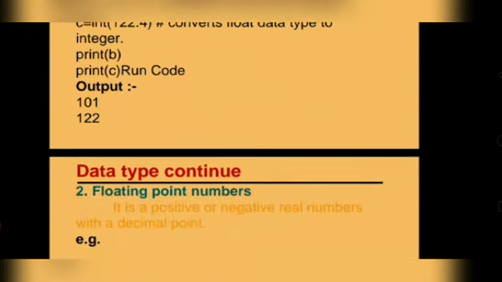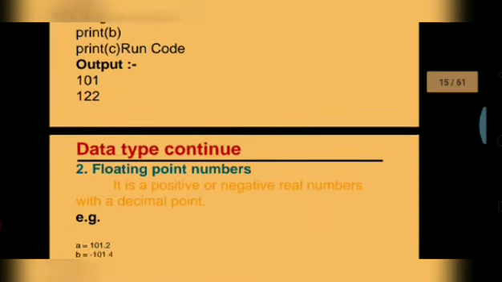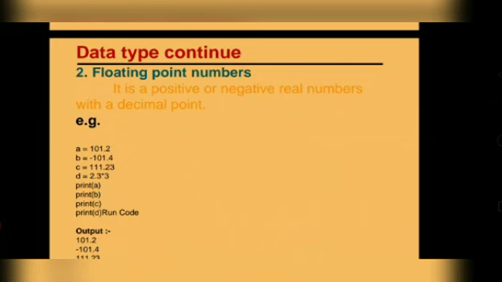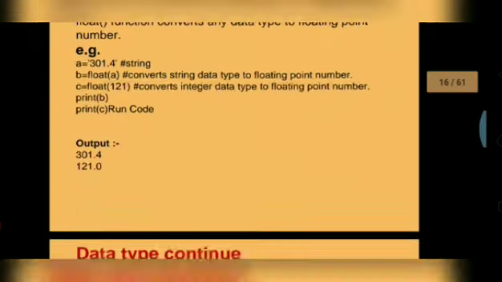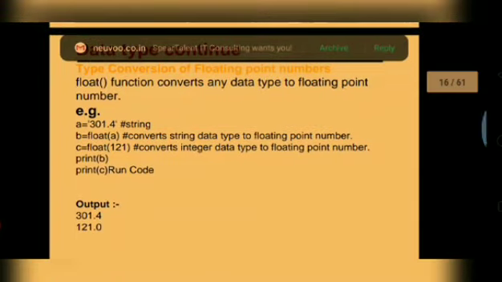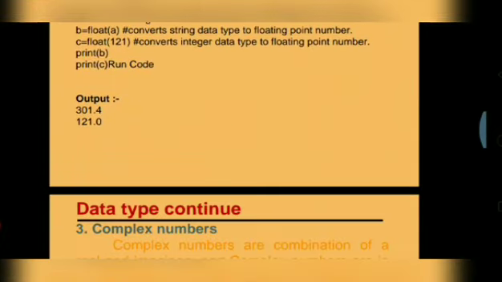This output will show you on the screen when you type this program in script or interactive mode. Same here, floating point numbers are basically positive or negative real numbers with a decimal point. You can store both positive and negative values. Next is type conversion. You can also use the float function to convert your values into decimal format, so we can do the calculation in decimal format.